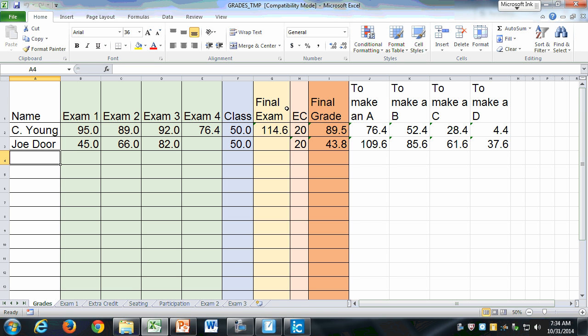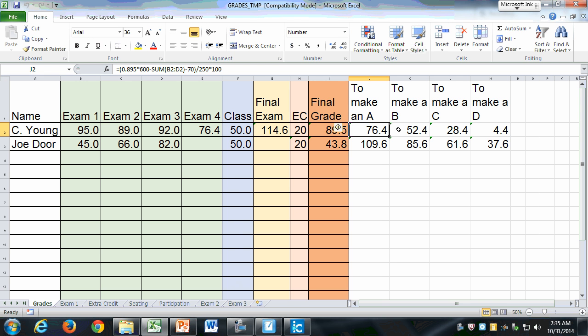What you want to pay attention to are these numbers that I put on that said to make an A, to make a B, to make a C, and to make a D. Yeah, I saw those numbers on Moodle. What that means is that if you make those grades on exam 4 and the final, then you'll get an A, B, C, or D in the course.